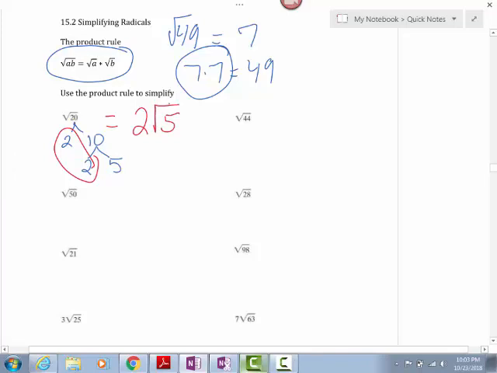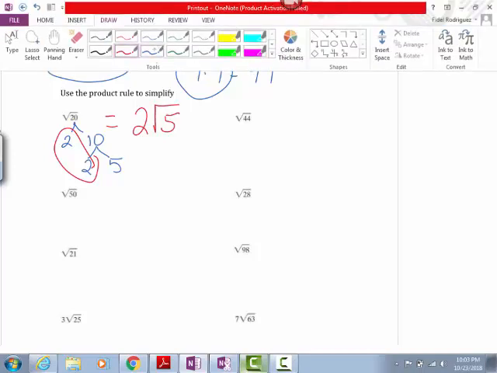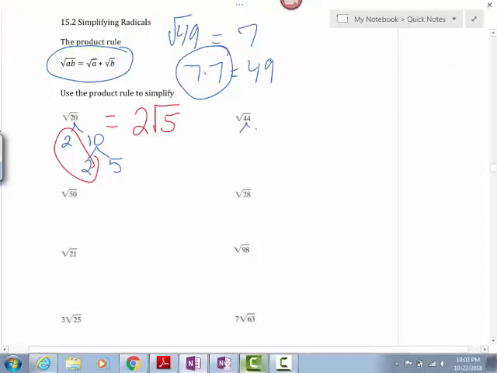Okay? I'm going to do the same thing for the next problem. We're going to go 44. So immediately I think 4 and 11. I can't break down 11, but I can break down 4 into 2 and 2. Again, now I notice we have a pair of 2s. So that number is going to come outside because there's a pair of them. The number that has to remain inside is the 11.